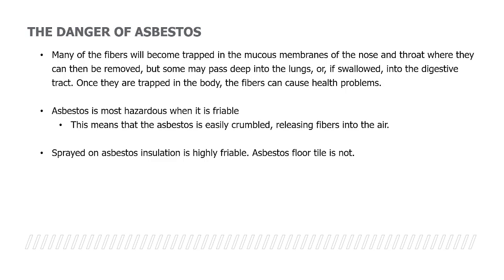And asbestos is most hazardous when it is friable. This means that the asbestos is easily crumbled, deteriorating, breaking down, and that releases fibers into the air. Spray-on asbestos insulation is highly friable. Asbestos floor tile is not. So if there's floor tile that contains asbestos, as long as it's not disturbed, your chances of getting exposed are very low, because it's stable. It's not friable. It's not going to easily crumble or release those fibers into the air. But that's not true for spray-on insulation. It is highly friable, so that stuff's easy to break down, which releases fibers into the air.